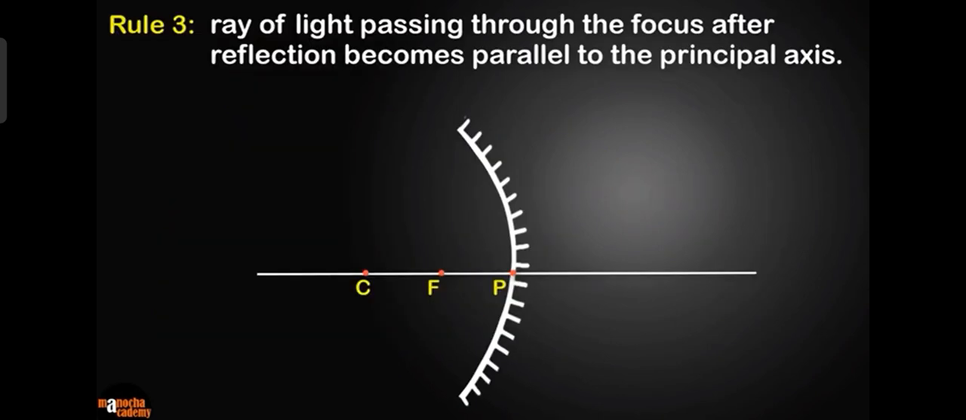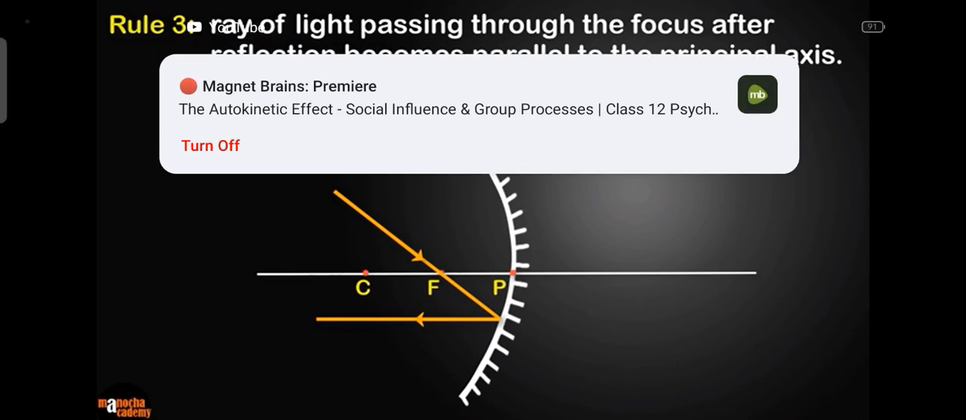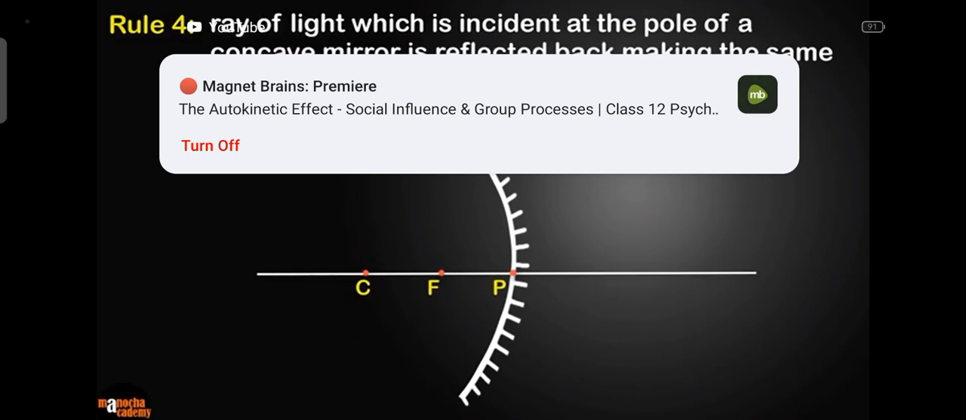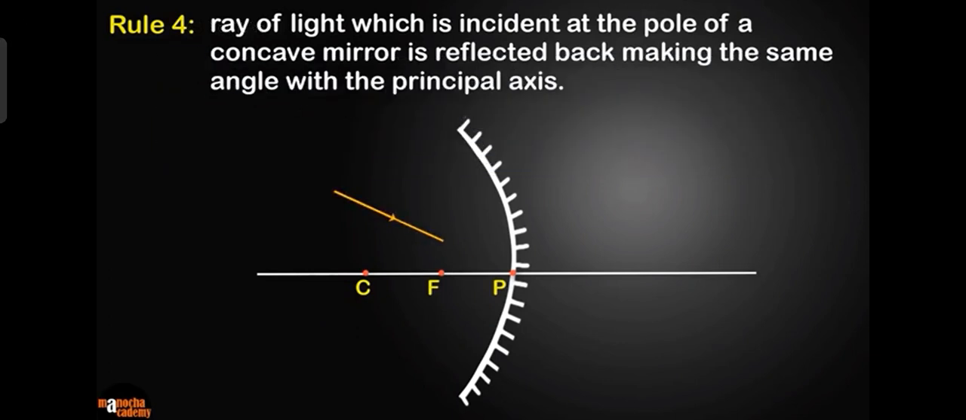Rule 3. A ray of light passing through the focus after reflection becomes parallel to the principal axis. Can you see that rule 3 is exactly opposite of rule 1? It's due to reversibility of light. Rule 4. A ray of light which is incident at the pole of a concave mirror is reflected back, making the same angle with the principal axis. It looks like a plane mirror type of diagram since the principal axis is like the normal here and the angle of incidence is equal to the angle of reflection.